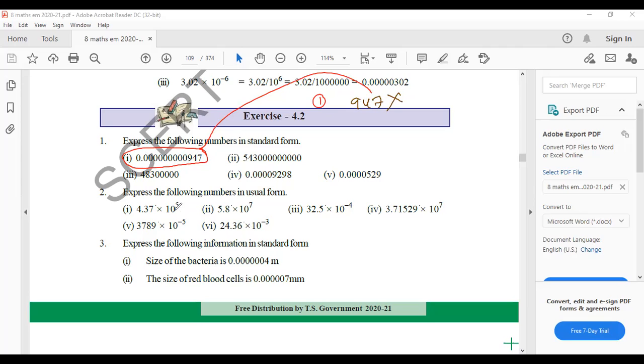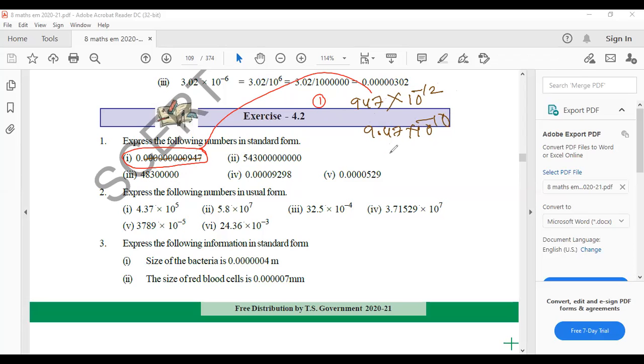Nine zeros after the point, then 9, 4, 7. It becomes 10 power minus 12, because after the point there are 9 zeros and then 947, which makes 12 digits. Or else you can write 9.47 into 10 to the power minus 10 also. Nothing wrong in that. But all the zeros should come out.